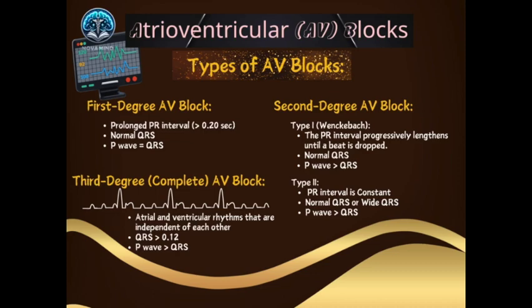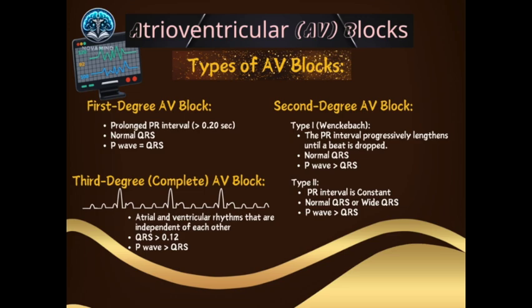First degree AV block is characterized by a prolonged PR interval. It's going to be greater than 0.20 seconds, with each atrial impulse eventually conducted to the ventricles. But remember, the PR interval is constant. The rhythm is generally regular and the QRS duration remains normal.